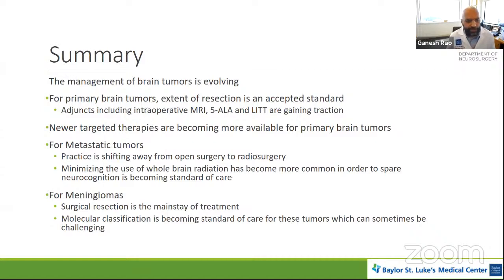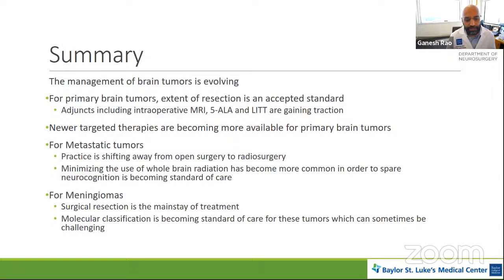Hopefully I was able to get across that the management of brain tumors is evolving. We're seeing a lot more targeted therapies, systemic therapies. For primary brain tumors, the extent of resection is an accepted standard. We have a lot of adjuncts now that we didn't have just a few years ago. There are targeted therapies coming online for primary brain tumors.